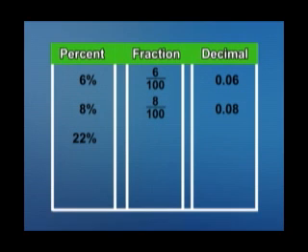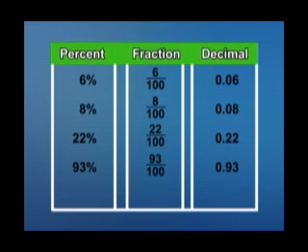Now let's look at the next one, 22%. As a fraction, that's 22 over 100. But as a decimal, it's 0.22, because 22/100ths is the same as 2/10ths and 2/100ths. The next one, 93%, is the same as 93 over 100, which is the same as 0.93. 9/10ths and 3/100ths make 93/100ths.